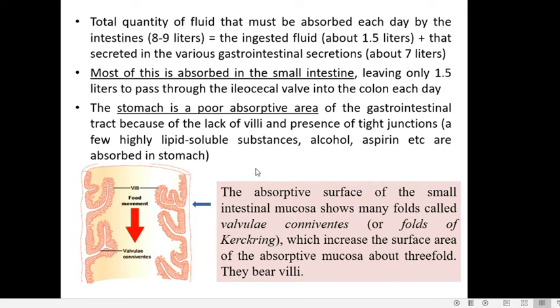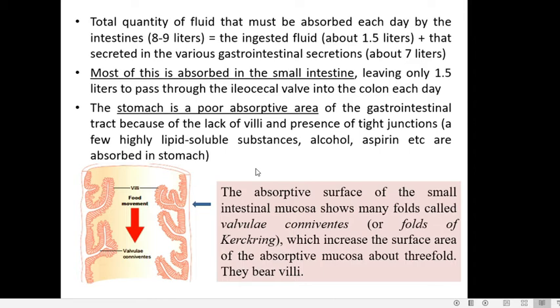The stomach, whereas, is a poor absorptive area, because unlike the intestinal mucosa, the stomach lacks villi, and the epithelial cells in the stomach are joined by tight junctions which will not allow enough substances to diffuse through them. So because of all these reasons, the stomach shows poor absorptive activity compared to the intestine. But there are some substances which are absorbed in the stomach.